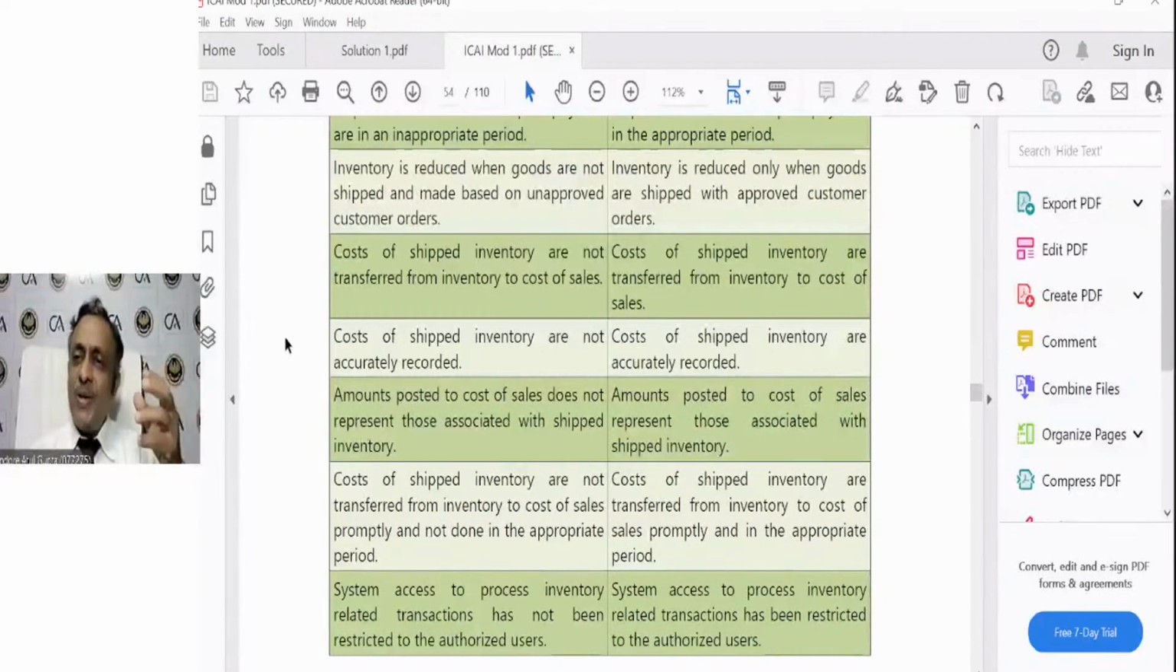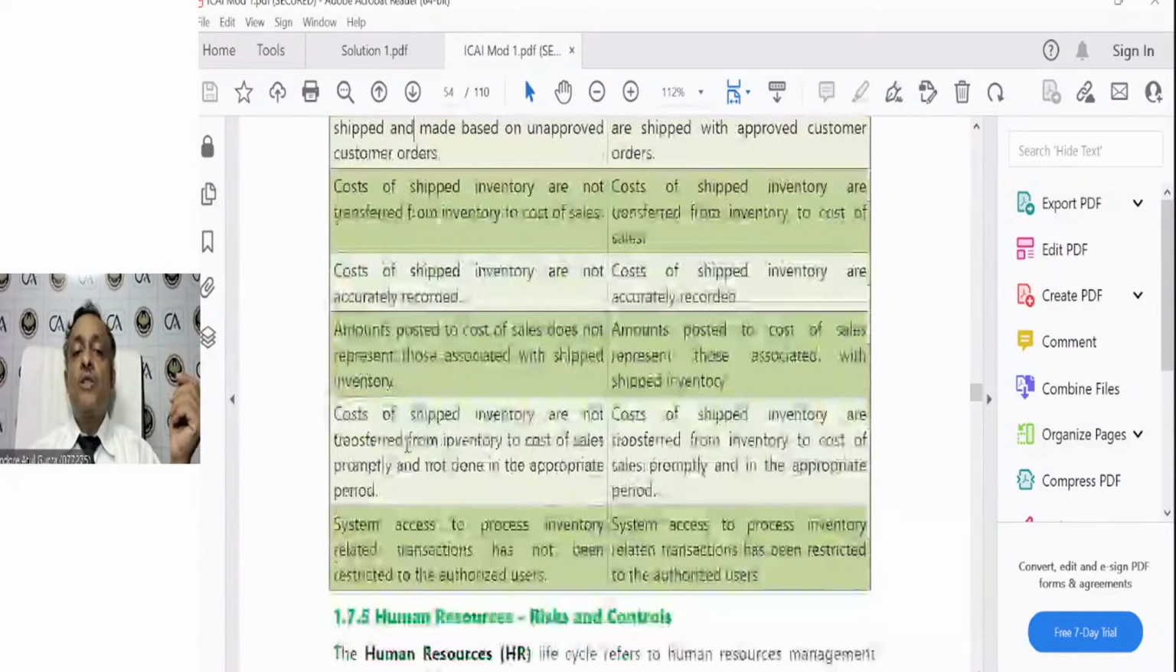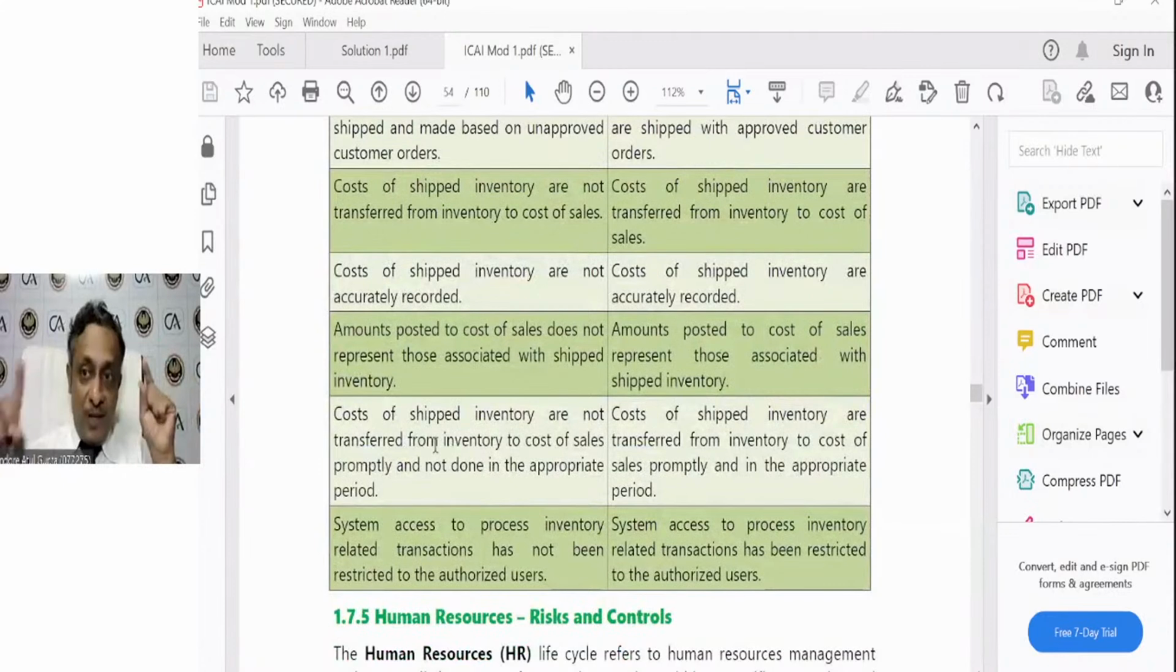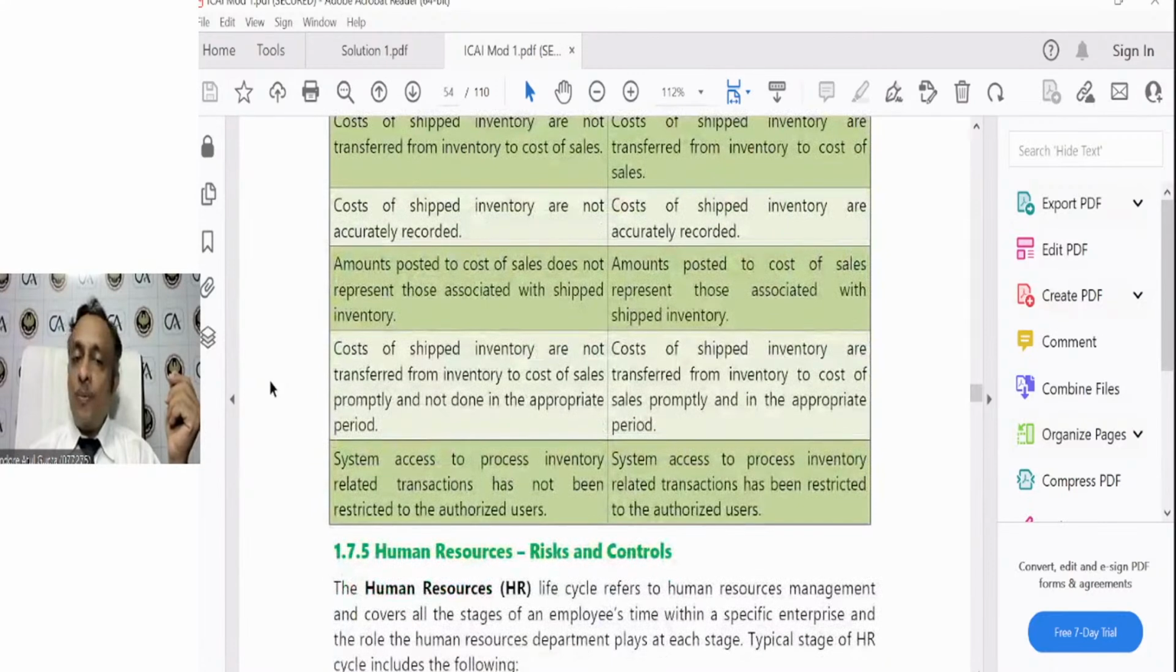Then cost of shipped inventory are not transferred from inventory to cost of sale. It's basically an accounting issue. This happens when non-integrated systems are there. Cost of shipped inventory are not accurately recorded. Same issue. Amount posted to cost of sale does not represent those associated with shipped inventory. So that means your closing stock valuation is going to take a hit. Please understand, when you say cost of sale, you are looking at the closing stock valuation also. Cost of shipped inventory are not transferred from inventory to cost of sale promptly, not done in appropriate period. System access has to be restricted.